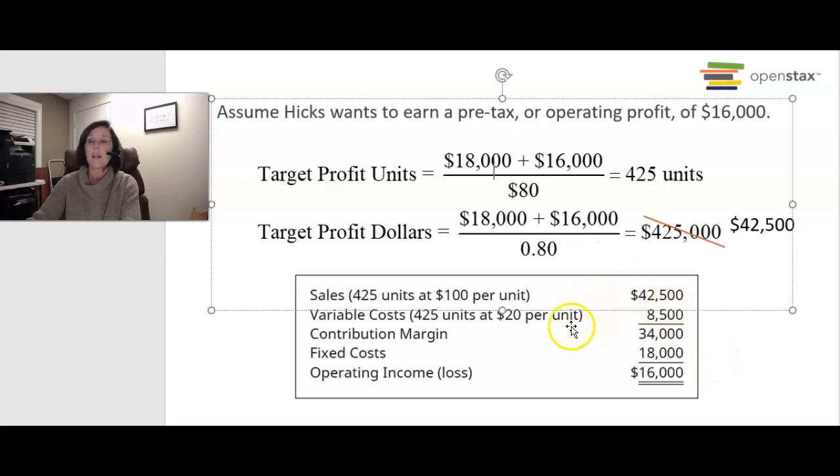And here is the numerical calculation, setting all that out in income statement format so that you can see what we are left with. We've got a contribution margin of 34,000 to cover 18,000 in fixed costs, leaving us 16,000.